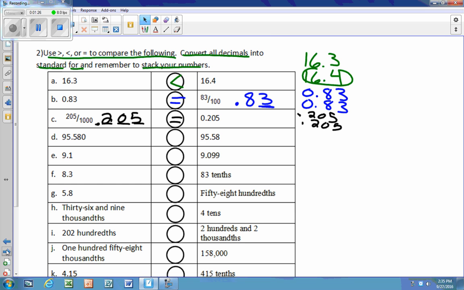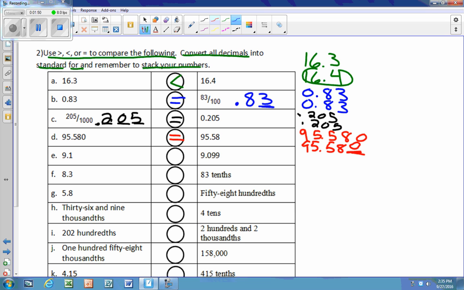The next one that I have here is they're both decimals. So I can write on them and I can just stack them right up. And when I stack them, I notice that I don't have a digit here. So in order to put a digit there, I can always add a 0. And now I notice that these two numbers are equal.